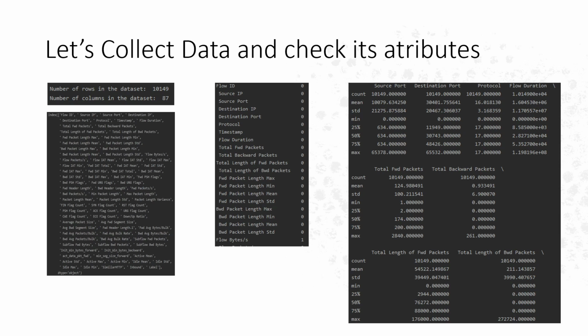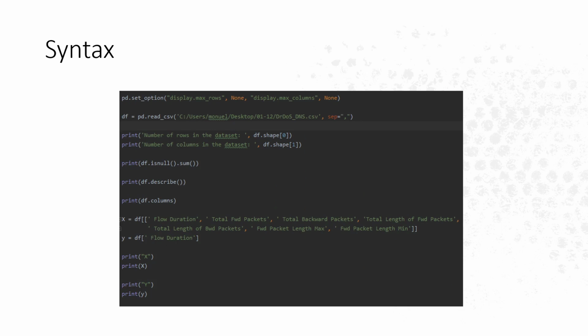Then we list all the attributes, like flow ID, source IP, timestamp, total length of forward packets, forward packet length max, mean, and so on. Then we check the zeros in our data set. As we see, mostly the attributes that contain data have no zeros, so it's okay. Then we describe our data set, for instance count, mean, and so on.